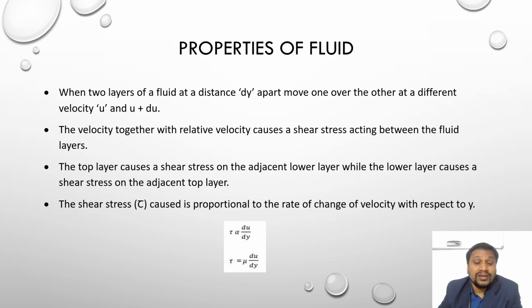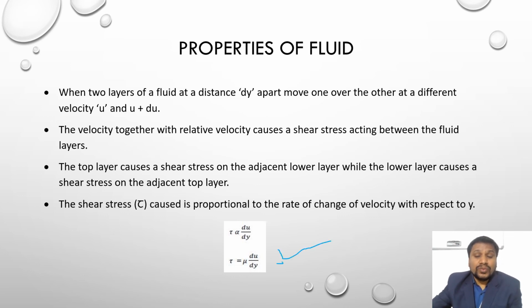So we can write the shear stress tau is directly proportional to du by dy. We can write tau is equal to mu du by dy.